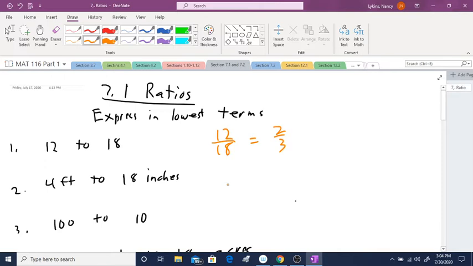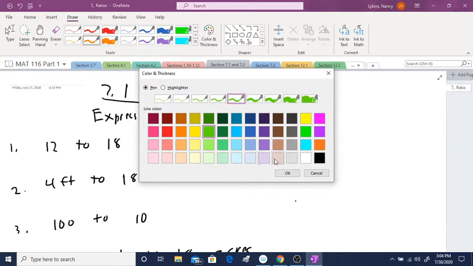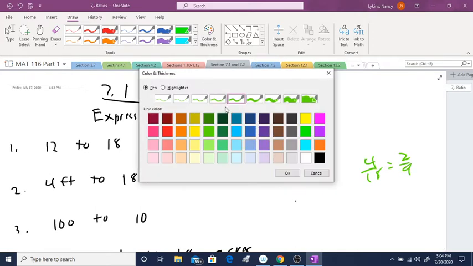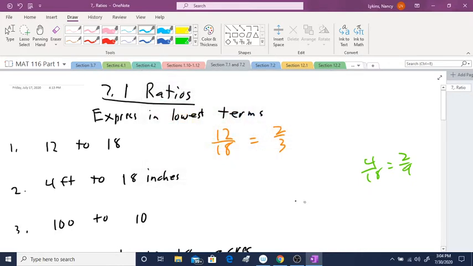Okay, now 4 feet to 18 inches. Well, 4 over 18 goes to 2 over 9. But is that correct? I'm going to say no. And the reason why is look at your feet to inches. Okay? So this would be wrong.